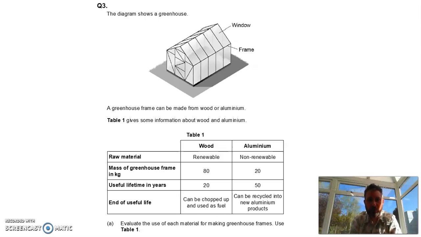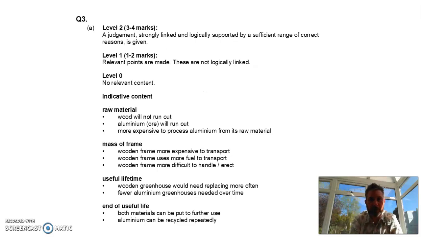Again, if you pause the video and have a go. Okay, let's look at the mark scheme for that. So, for a level 2, which is the 3 to 4 mark one, a judgment strongly linked and logically supported by a sufficient range of correct reasons is given. So those are some of the reasons you might want to have a look through. Again, if you want to pause this and check your answer, or if you want to use the mark scheme on the Word document, that's absolutely fine. Okay, moving on.